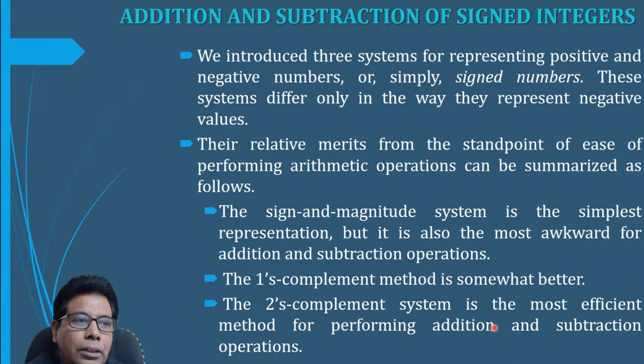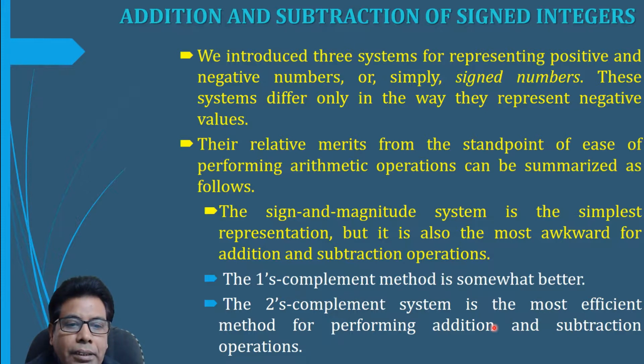Then let us go to the addition and subtraction of signed numbers. Now, already we have introduced these systems for positive and negative numbers or signed numbers. So these systems differ only in the way they represent negative values. The relative merits from the standpoint of ease of performing arithmetic operations can be summarized as follows. The sign and magnitude system is the simplest representation, but it is also most awkward for addition and subtraction operations. Then the 1's complement method is somewhat better, whereas the 2's complement system is the most efficient method for performing addition and subtraction operations. Let us see how we can do it.